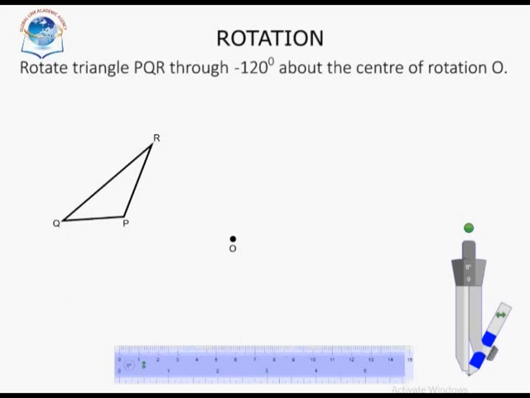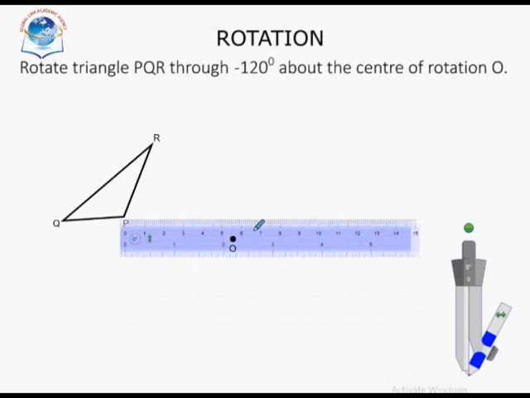Another example. Rotate triangle PQR through negative 120 degrees about the center of rotation O. Now, this time the rotation is clockwise. Again, notice that we can construct 120 degrees. How? Because a straight line is 180 degrees, if we construct 60 degrees on the right hand side, we will remain with 120 degrees. So let's get started.